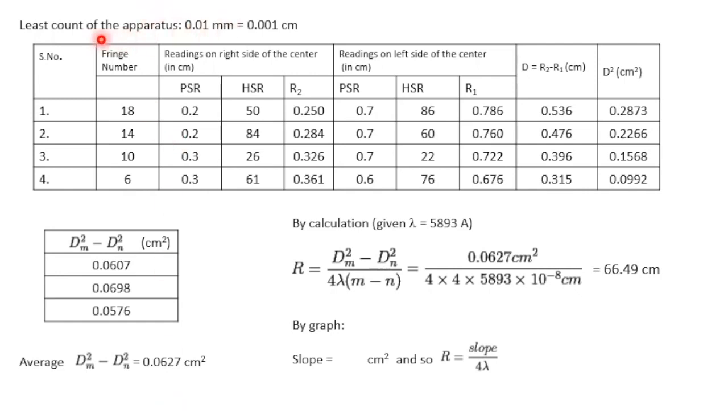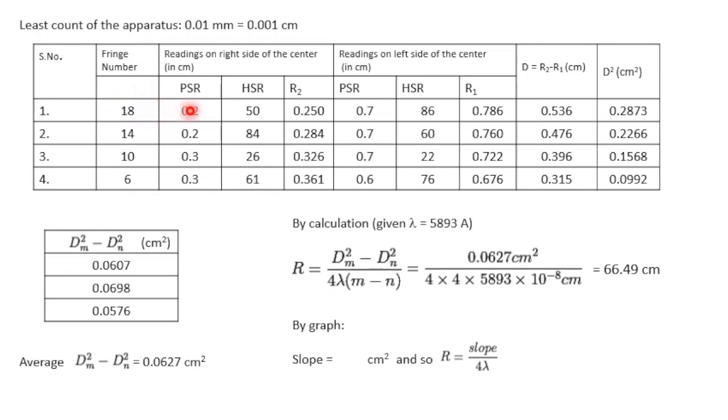The first line of this page is the least count, which you must record in your lab record book. The least count has been determined as I explained in the first video, and it is 0.01 millimeters, which is also equal to 0.001 centimeters.